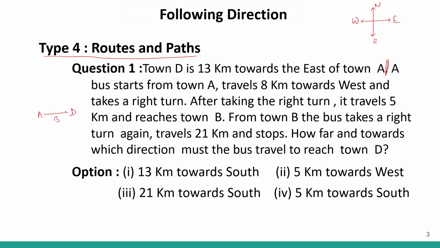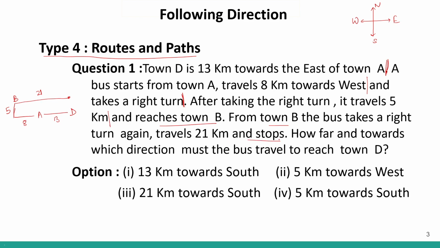Now, a bus starts from town A and travels 8 km towards west. So a bus starts from A, travels for 8 kilometers, and then takes a right turn. So from here, the bus takes a right turn. After taking the right turn, it travels 5 kilometers and it reaches town B. So this much information is given, right? From B, the bus takes a right turn again and travels 21 kilometers. If the bus travels 21 kilometers, it will be in the same line as D, because 8 plus 13 will give me 21, right? And then the bus stops.